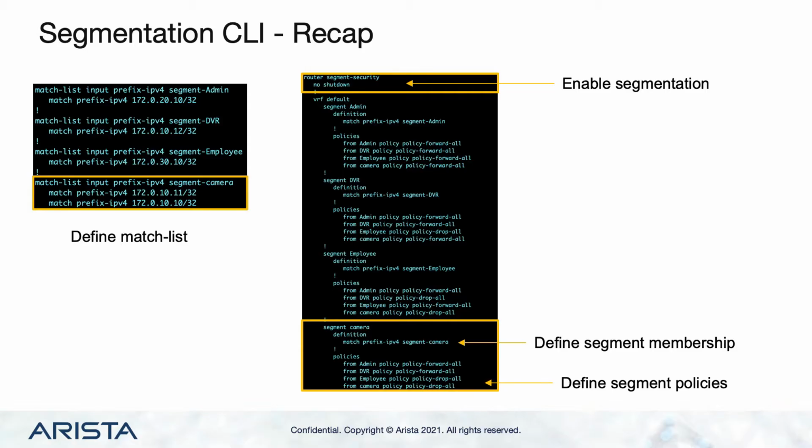Let's recap the CLI configuration we have shown in the demo. First, we defined the match list, which matches the interested IP prefixes. Second, we enabled segmentation, segments, and defined segment membership. Then we created policies. These policies decide whether a traffic flow is allowed or disallowed between those segments.